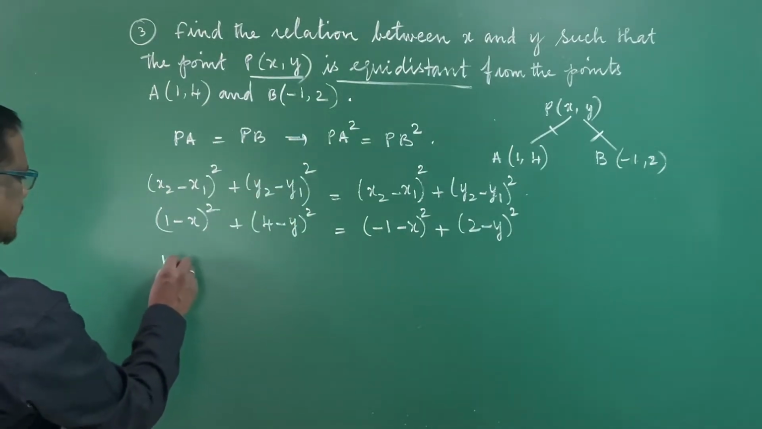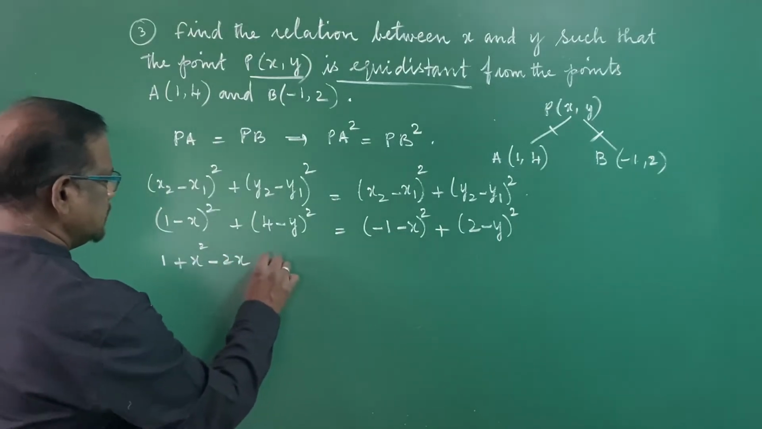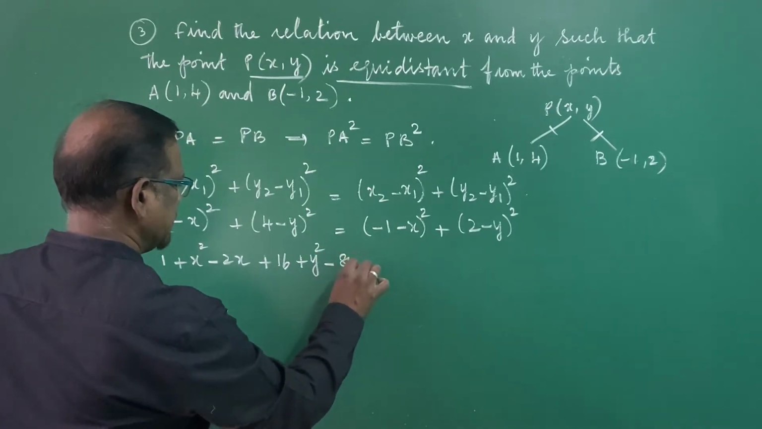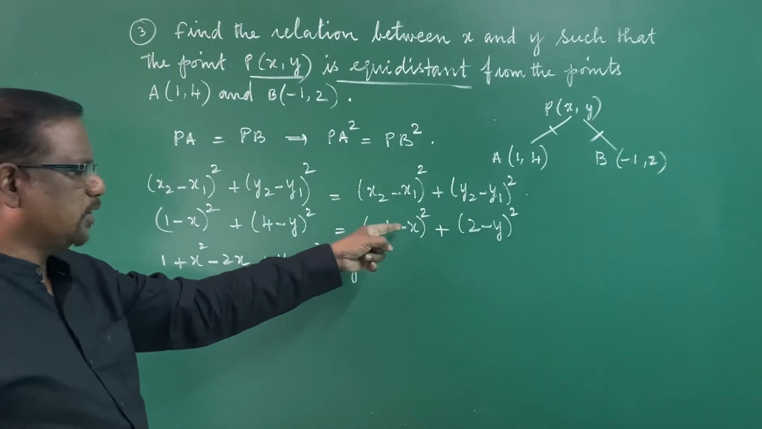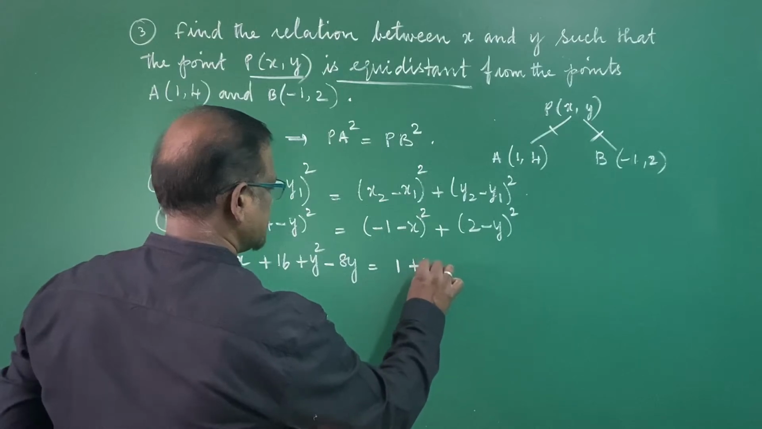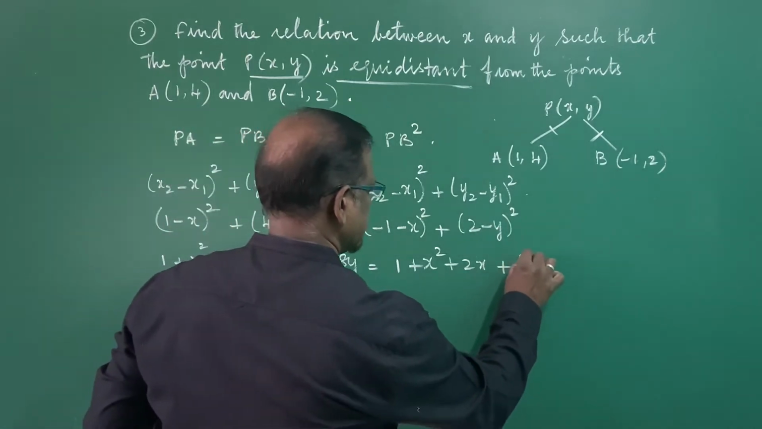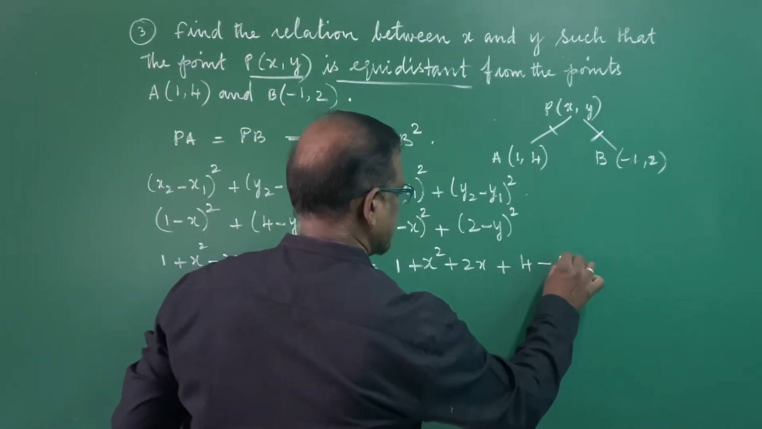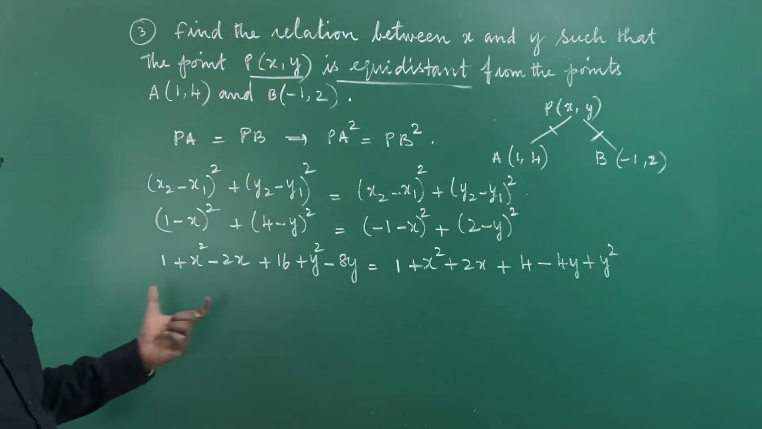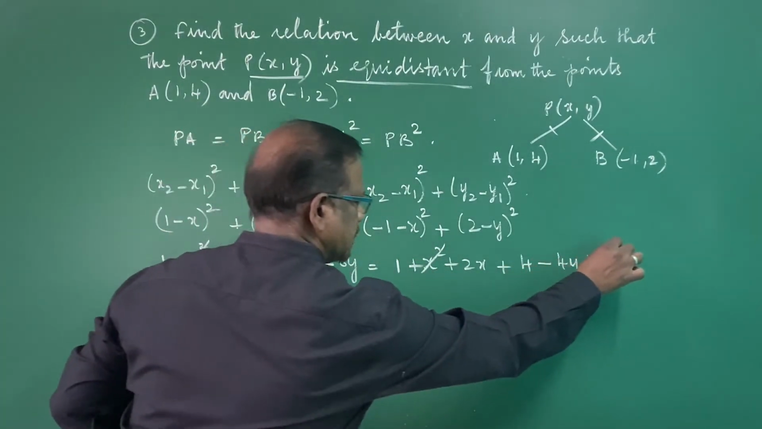Let us expand. (a minus b) whole square is a square plus b square minus 2ab, and when you go for (a plus b) whole square, it is a square plus b square plus 2ab. Here it is a square minus 2ab plus b square. Now the like terms get cancelled: x square, y square and y square.